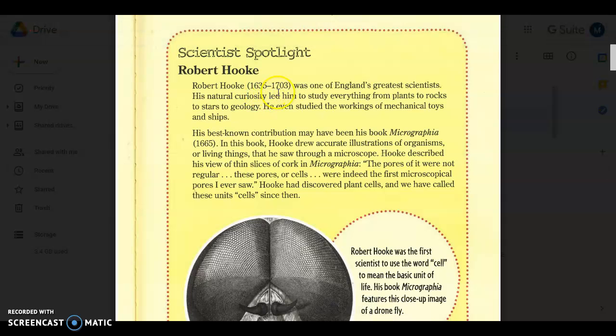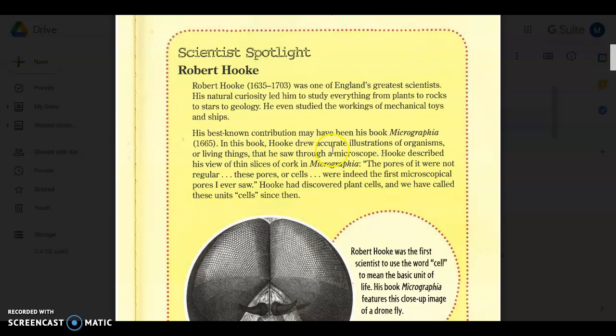Robert Hooke, 1635 to 1703, was one of England's greatest scientists. His natural curiosity led him to study everything from plants to rocks to stars to geology. He even studied the workings of mechanical toys and ships. His best-known contribution may have been his book Micrographia, 1665.